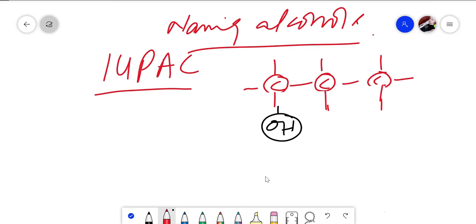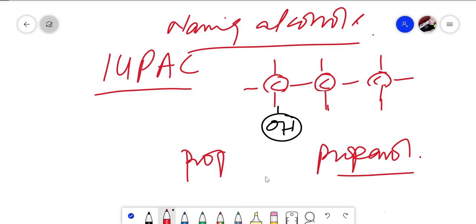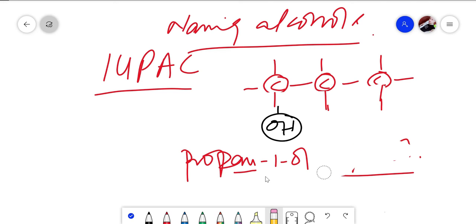So it's basically propanol, but which propanol? The alcohol is on position 1, so we need to give it the position also. So we will call it propane without E, 1 and ol. Are we clear with this? It's propane 1 ol.